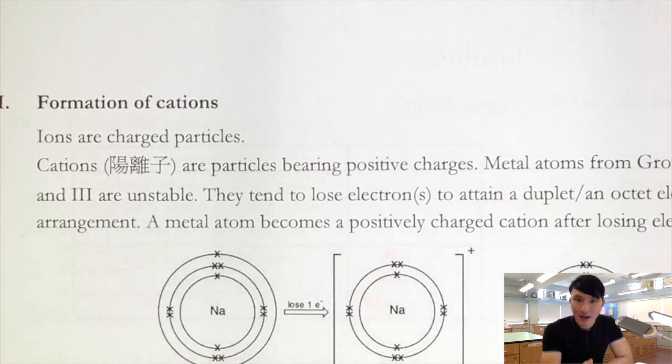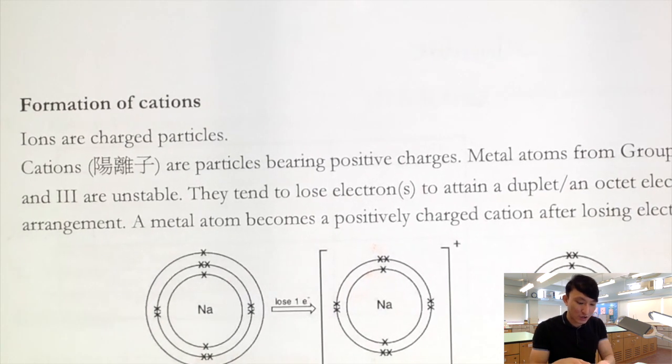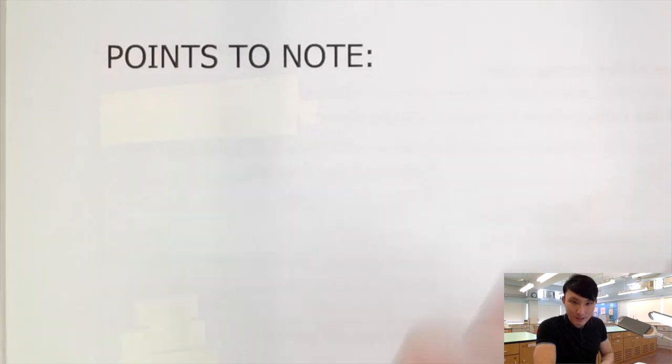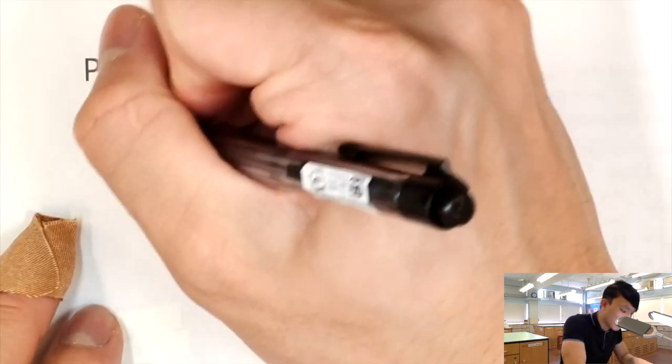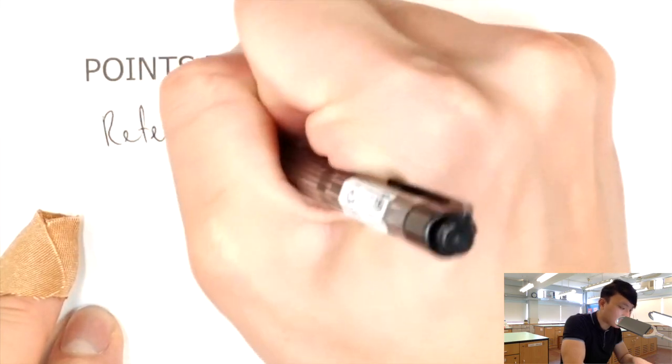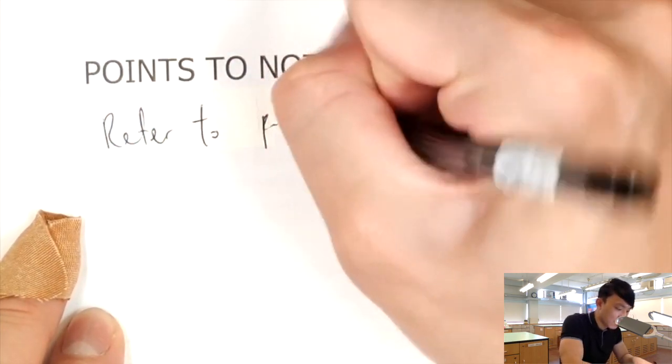But the question is, how can they achieve the octet structure or the doublet structure? Now, here on page 44, in fact, we try to go to the back of the notes, where you look for an empty space and we try to jot down something. So here you can put down, refer to page 44.